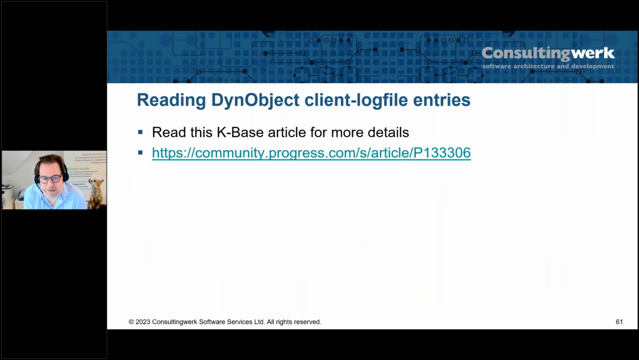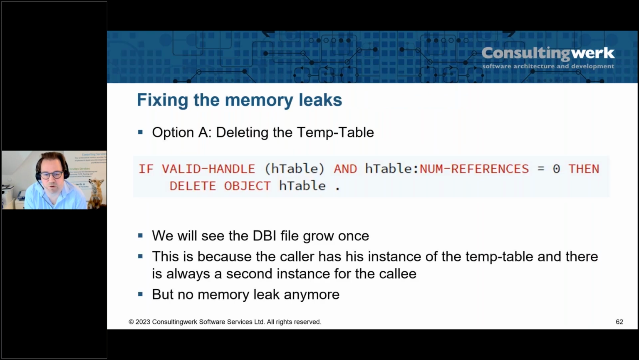Now that we have this client log with the dynobjects logging, this knowledge base entry shows details and also contains a sample program, the findleaks.p, that basically uses the client log file as an input and returns a report telling where we are leaking objects. And that program would now tell us that we're leaking 5 times the temp table object. That helps with fixing these issues quite well.